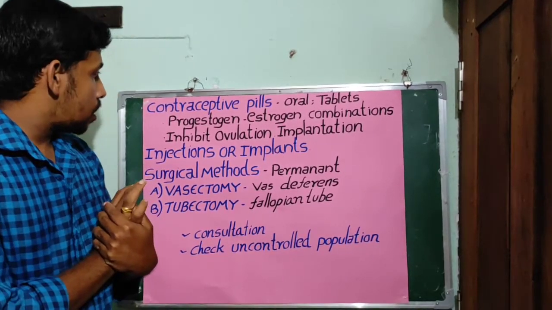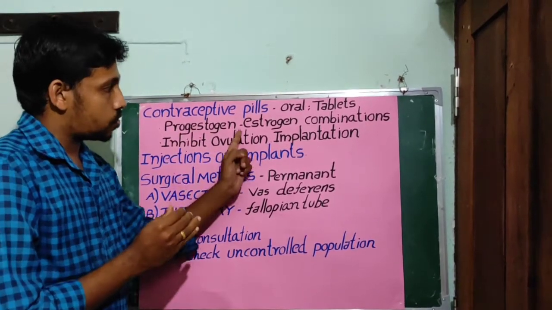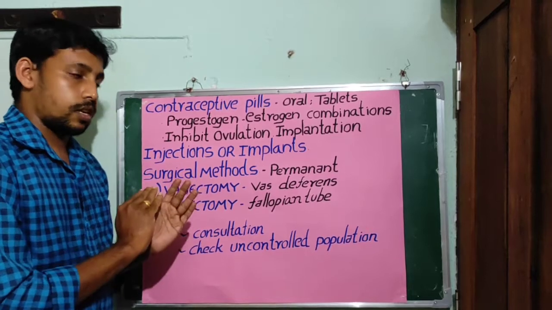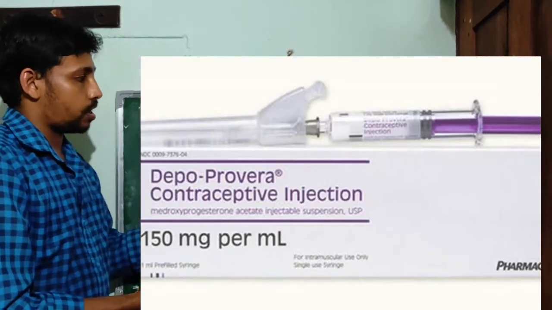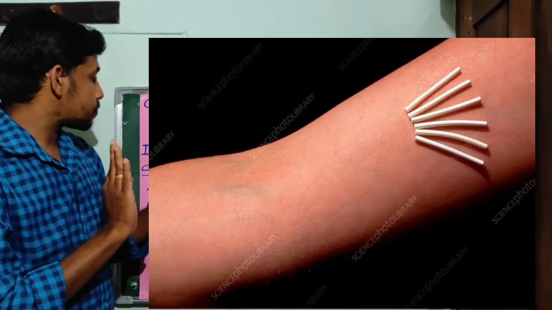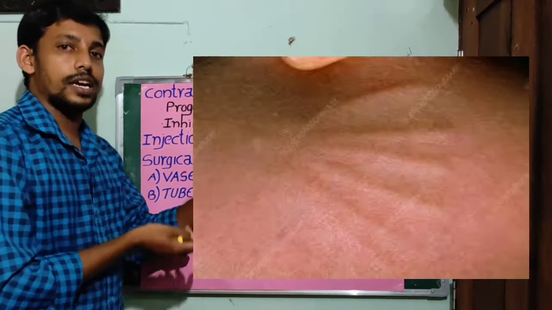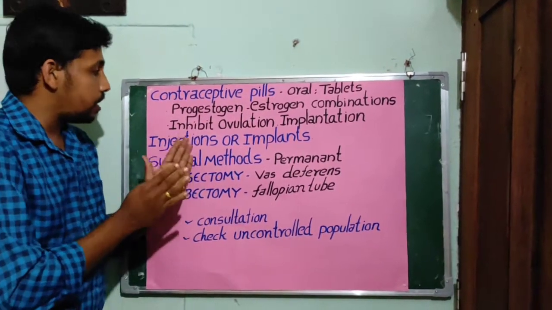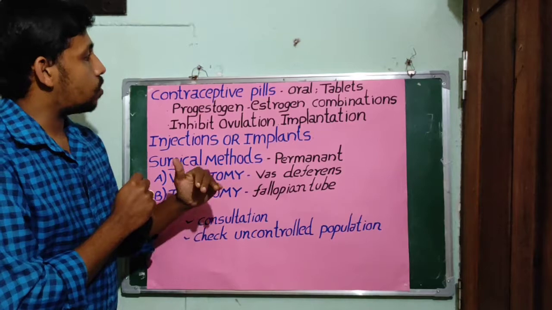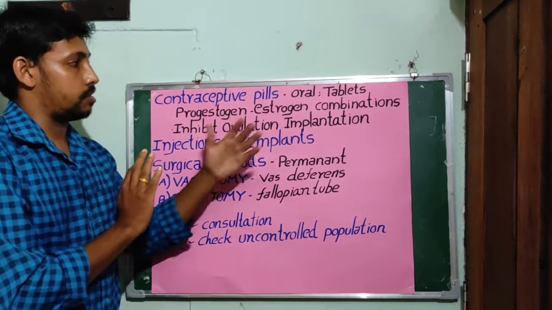Then this combination, progestogen or progestogen-estrogen combination, can also be used in the form of injections or implants under the skin. Mainly in the upper arm, under the skin. That is known as implants or injections. The action is almost similar to these contraceptive pills, that is, they inhibit ovulation and implantation.